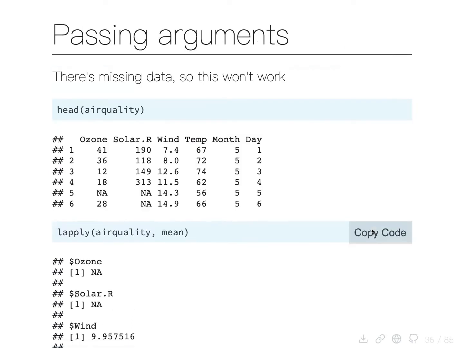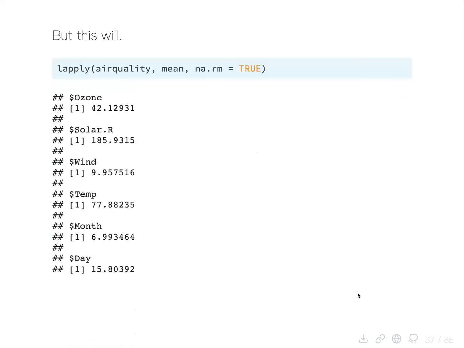Within lapply, you can also pass additional arguments. So here we have the airquality data set. It has missing data. If I say lapply airquality mean, so loop through all the columns and give me the mean of each column, notice we get NA for Ozone and we get NA for Solar.R because, as you can see above, there is missing data on those columns. So what we can do is just pass an additional argument to lapply.